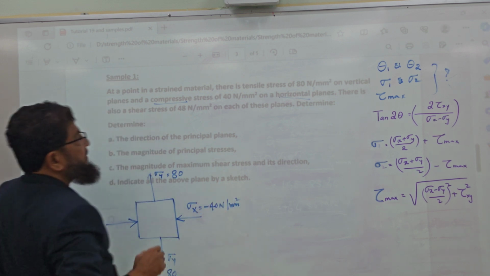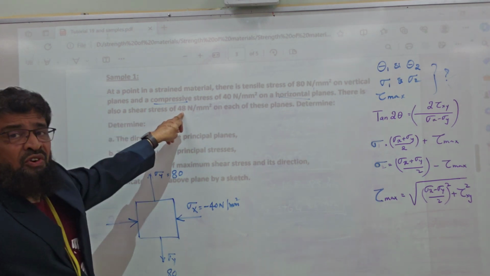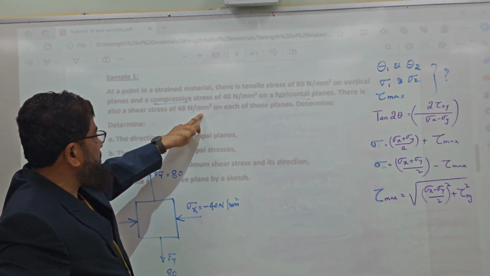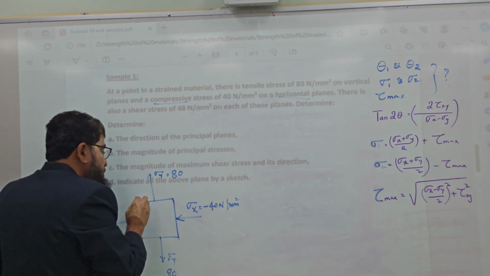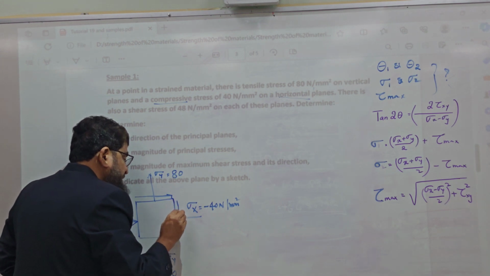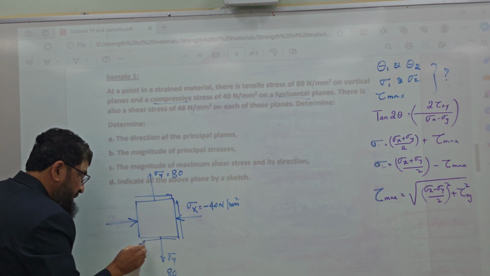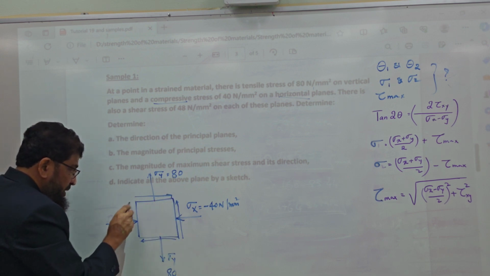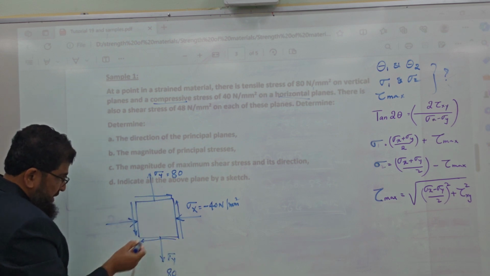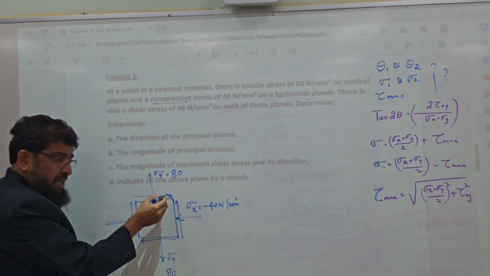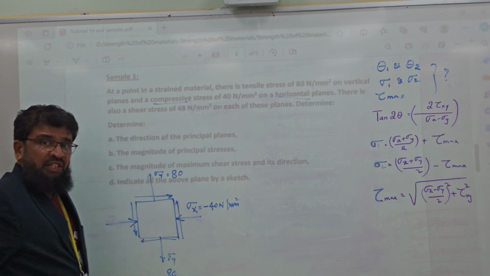Be careful, okay? And he says there is also a shear stress of 48 Newton per millimeter square on each of these planes. Means here you are having tau xy, here 48 he is giving positive, is it not? First write like this. Opposite to this one, write here. And opposite to this one, write it over here, okay? Don't get confused. First write like this. Then arrows should come together here, understand? Don't write in this direction. Arrows should be facing each other, okay?